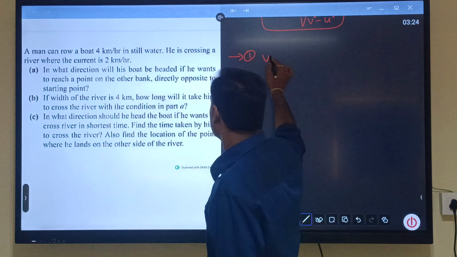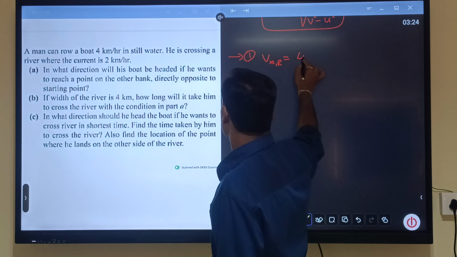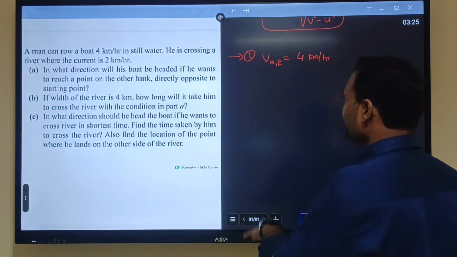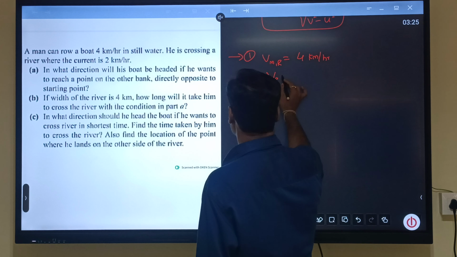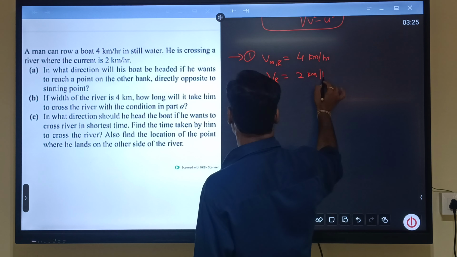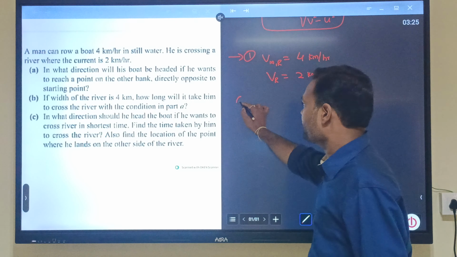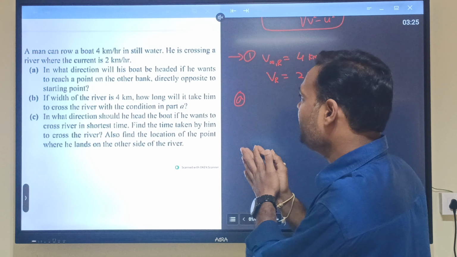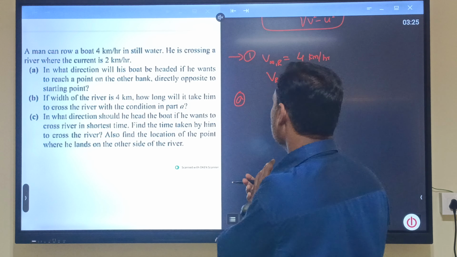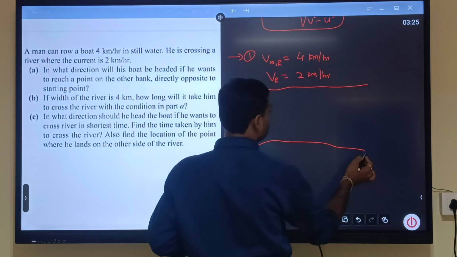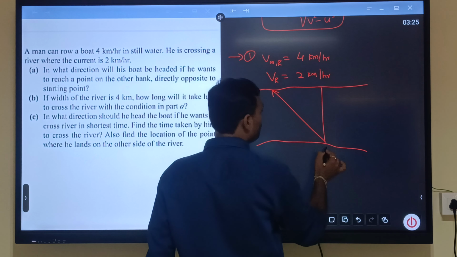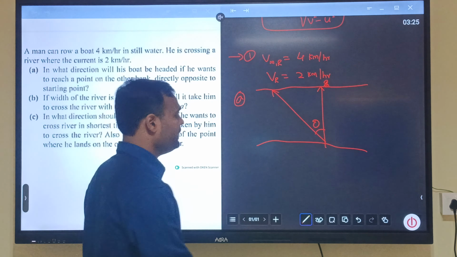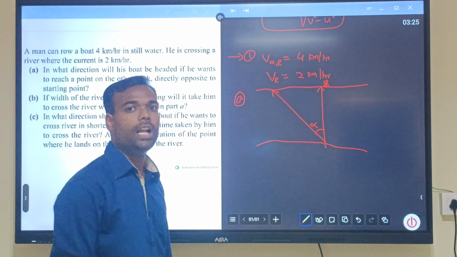So velocity of man with respect to river is equal to 4 km per hour. He is crossing a river where the current, that is the velocity of river, is equal to 2 km per hour. Right. Question A is, in what direction will his boat be headed if he wants to reach a point on the other bank directly opposite to the starting point? That means he has to travel like this, then only he can reach this point. Let us assume this is an angle theta, otherwise we can consider it as usually an angle alpha.